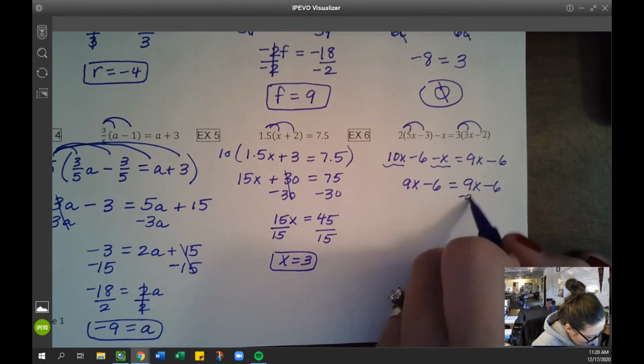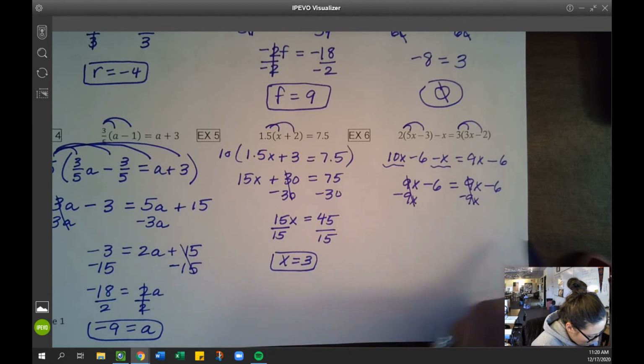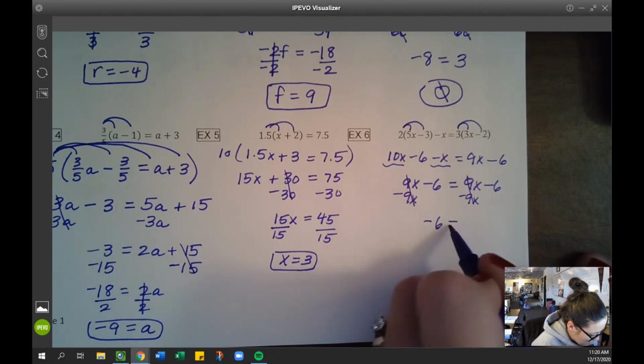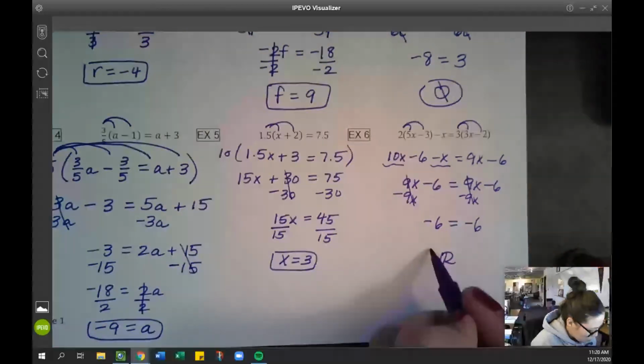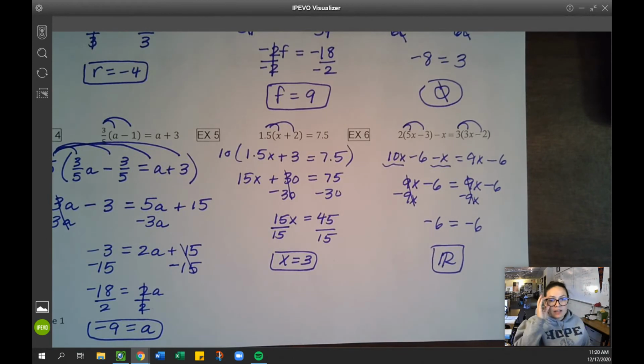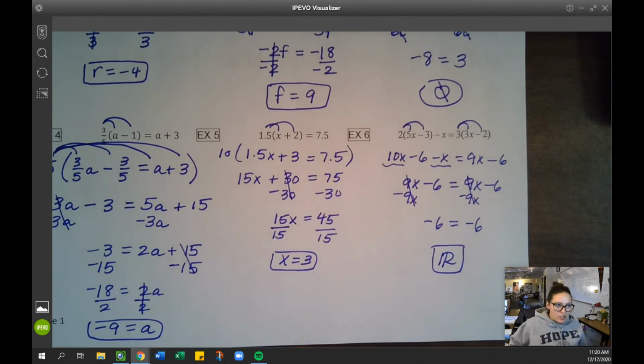I need to get the variable all on one side. We have variables canceling out on both sides. But I'm left with constants that do equal each other, which means the answer is all real numbers. So what that means is that x can equal any number, and it will make the equation true.